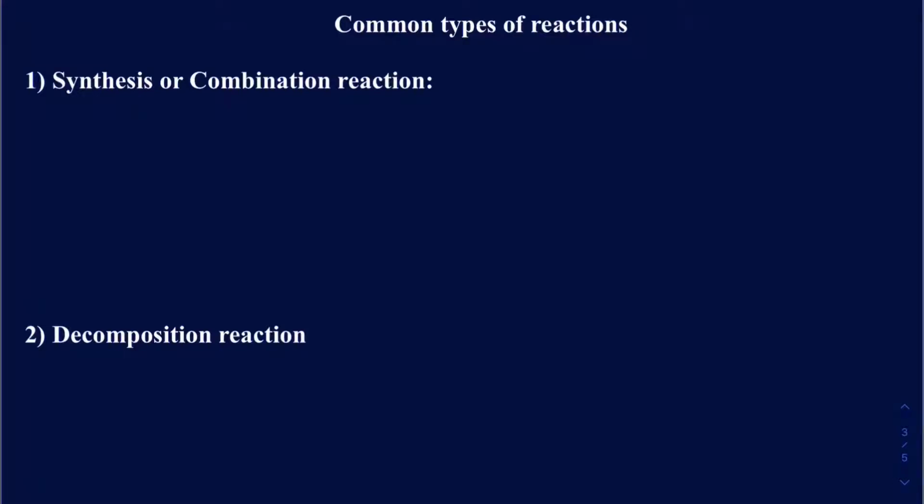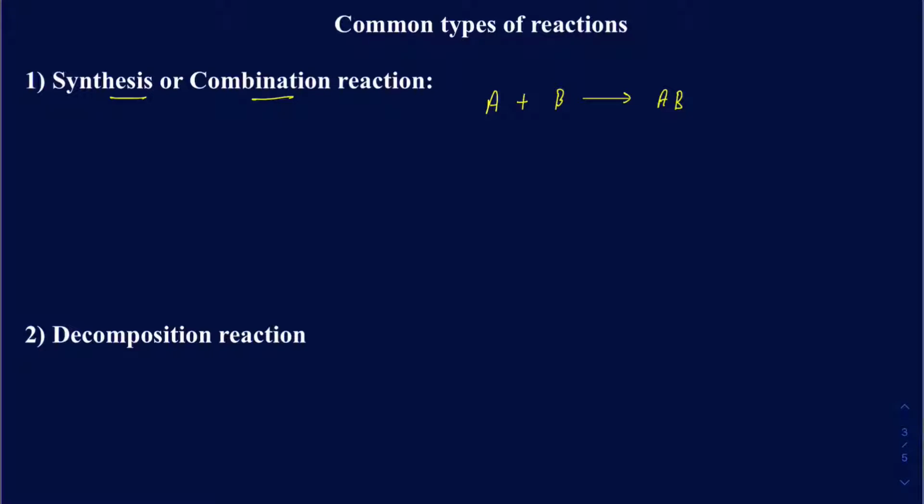In this session, we're going to be talking about some of the common types of chemical reactions you will see in chemistry. So let's start out with the first one. The first one is called a synthesis or a combination reaction. As the name specifies, you have two elements or two smaller reactants and they combine to make something bigger. That's why it's called a synthesis or combination reaction.